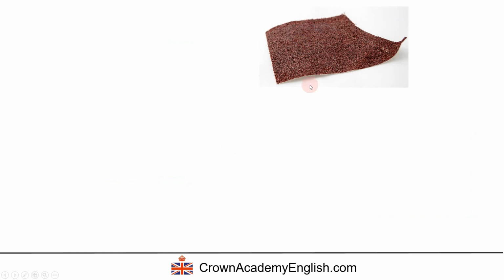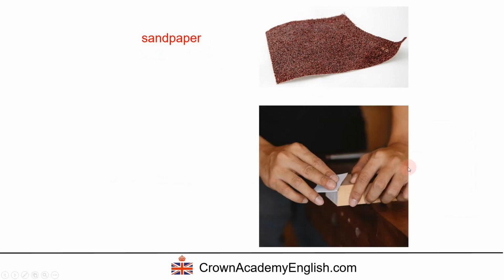This is a special type of paper, and it is called sandpaper. Sandpaper. It's all one word. And we use sandpaper to smoothen wood. To smoothen wood. To make wood smooth. Okay, so you rub the sandpaper across the surface of the wood, and that makes the wood smooth. Okay, so to smoothen wood.